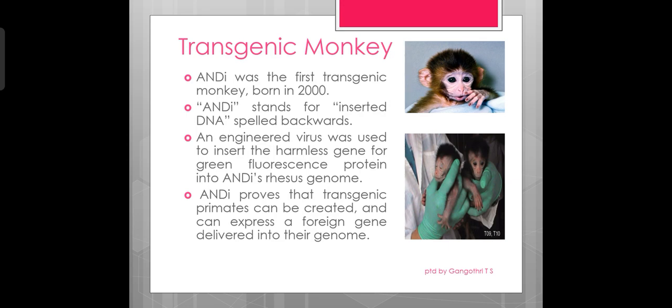A playful rhesus monkey born on October 2nd, 2000, has been engineered to carry a gene, that is green fluorescent protein, taken from the jellyfish, which glows when exposed to UV light. Andy proves that transgenic primates can be created and can express a foreign gene delivered into their genome.